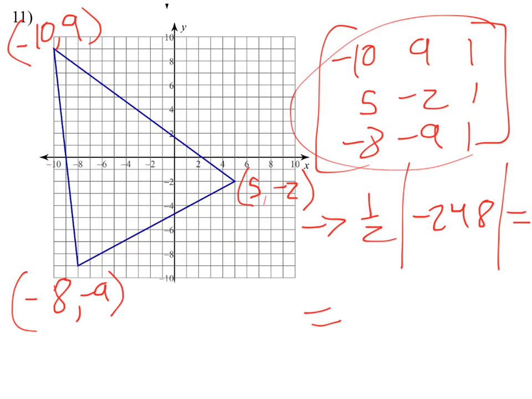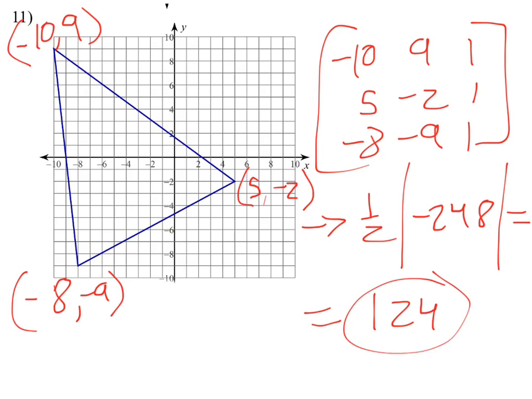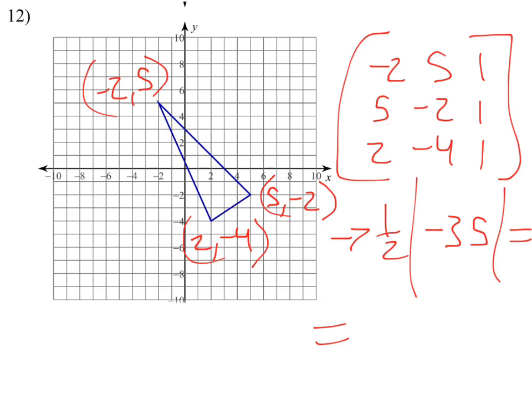On 11, here's my matrix up here using the coordinates from the points. We get -248 for the determinant, make it positive, so positive 248, and divide by 2, which is going to give me 124, positive. And then on 12, I have this matrix here made from these coordinates for the vertices. The determinant is -35. You cut it in half, and that's going to give you 17.5. And that's the whole first side.